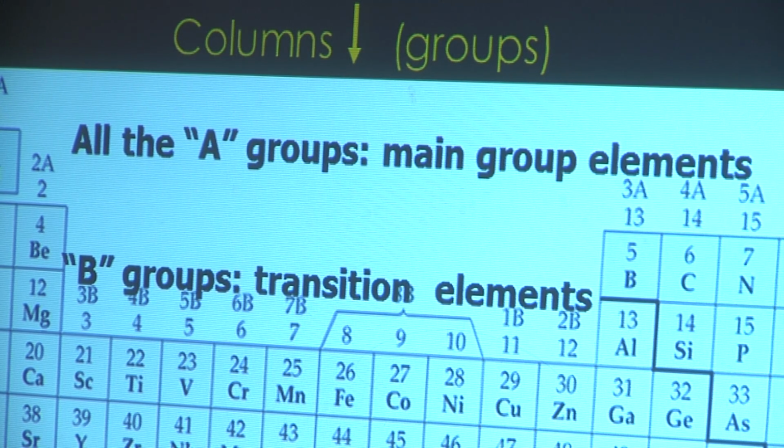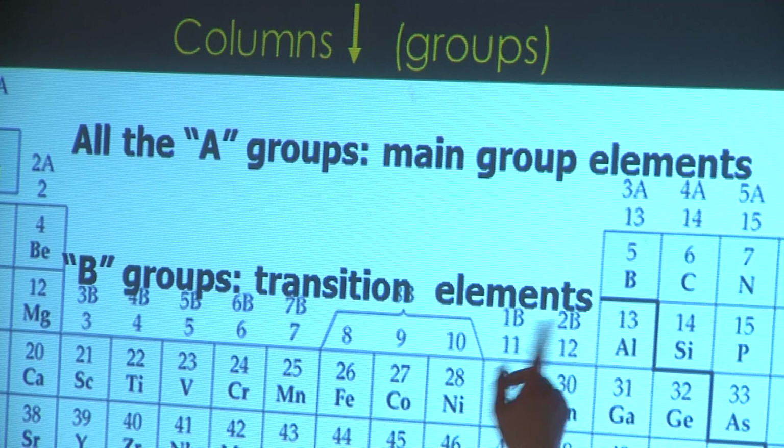Right now what we're doing is basically taking a little tour of the periodic table. Because this is chemistry, this is kind of like your map, and so you need to know some things about it. And so we have columns, groups, or families, up and down. We have rows or periods going across.